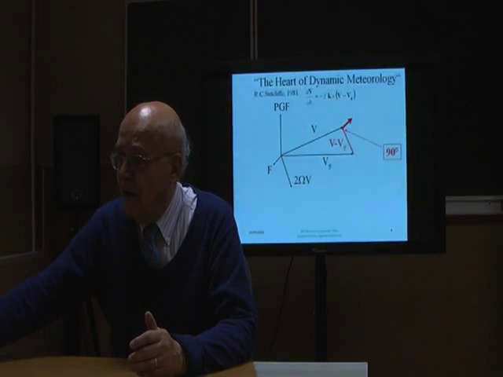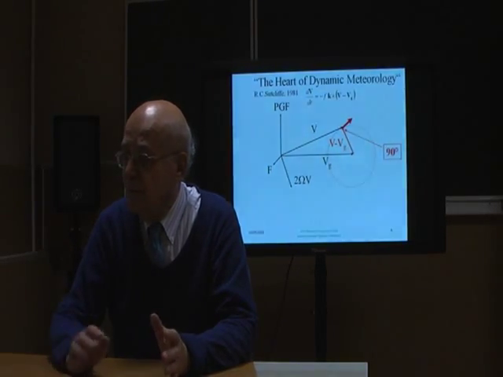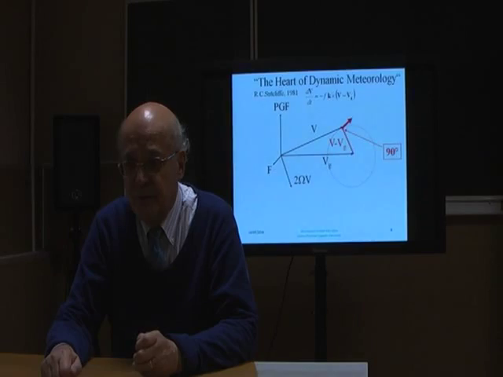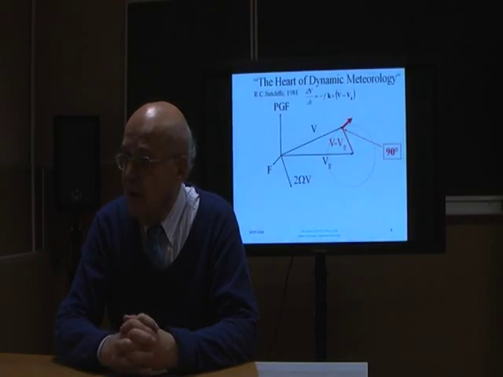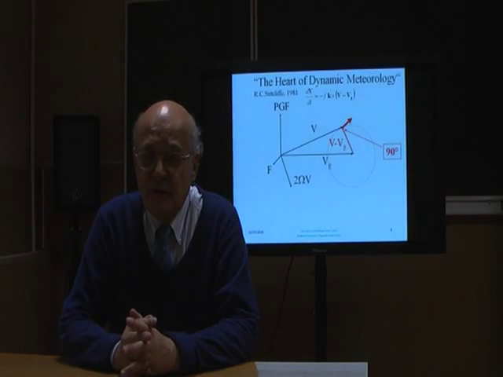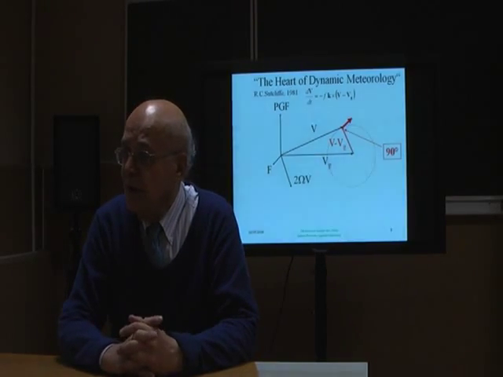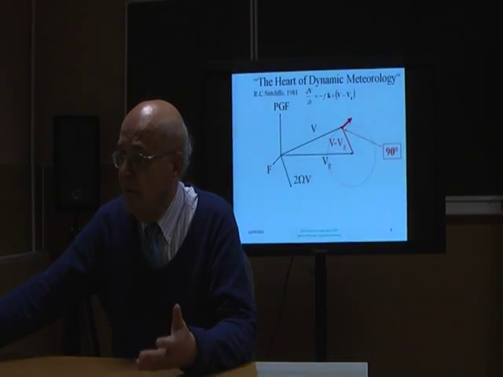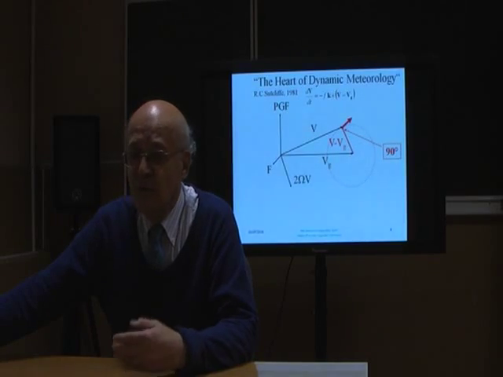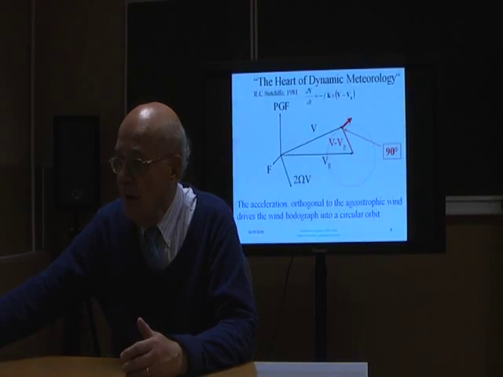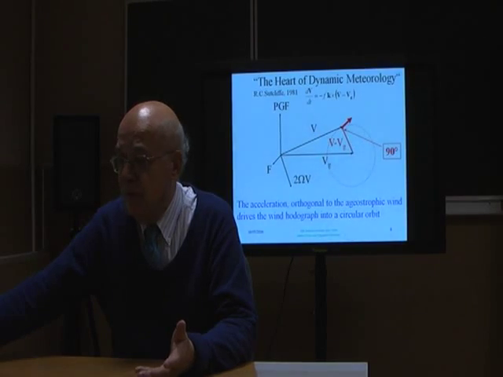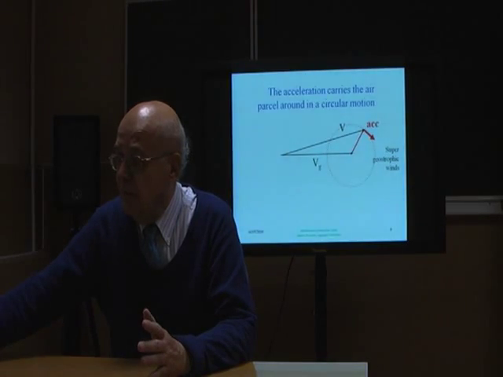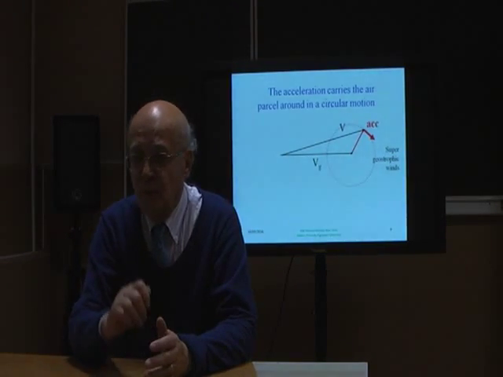It means that the wind, the peak of the wind, is going into a circle. And all this is very beautiful, and the famous British mathematician Sutcliffe once called this equation the heart of dynamic meteorology. And I agree with him, it's quite simple, but it has a rich potential of interpretations. So let's see now what happens in the mathematics and compare with observations. So now this acceleration is moving the wind in a circle.